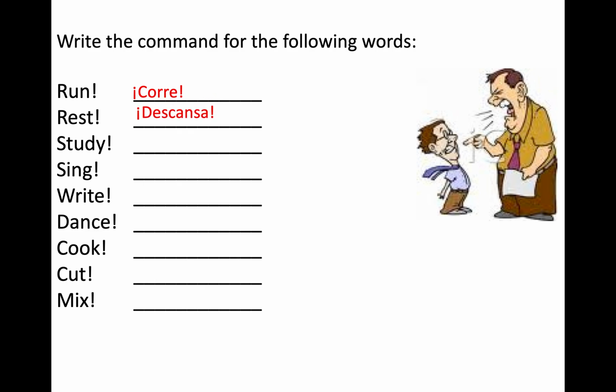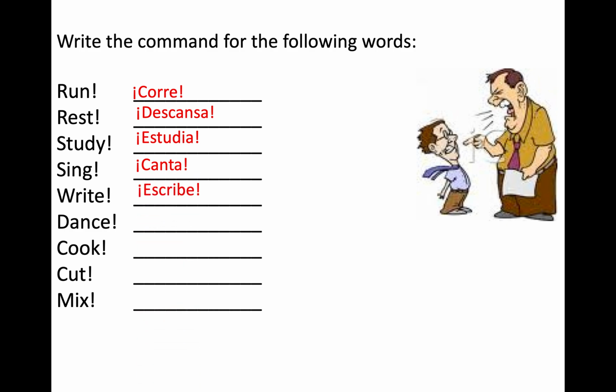Study. We know that study is estudiar. So if I want to tell my daughter to study, I would look at her and say, estudia. All right, sing. Cantar is to sing. So I just make it canta, the ella form, and say it directly to someone. Canta. Write would be escribir. The ella form of escribir is escribe. So I would look at maybe my wife and I want her to write the letter. I'd say escribe la carta.